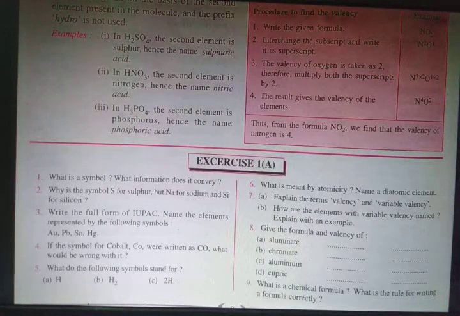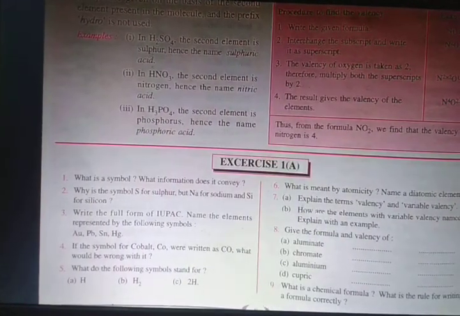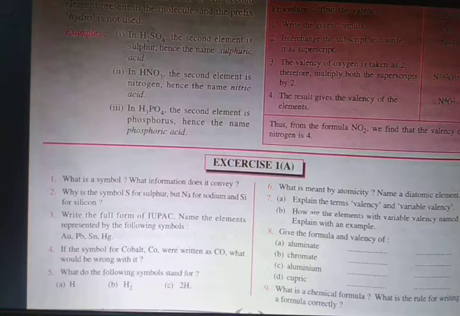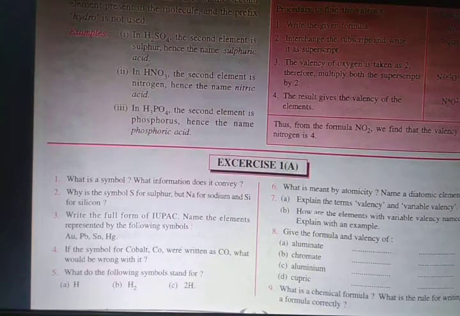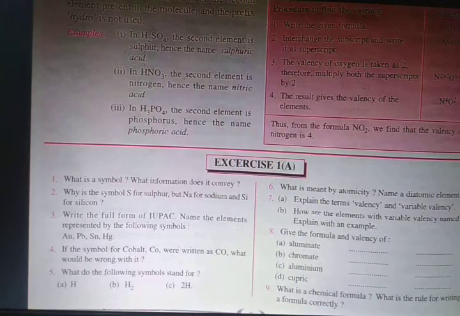Valency stands for the number of atoms, so you can write that the combining capacity of an element is called valency. Or if you want to write the combining capacity, then the number of electrons accepted, donated, or shared by an atom of an element in order to attain the nearest inert gas configuration for stability. This definition you can give.